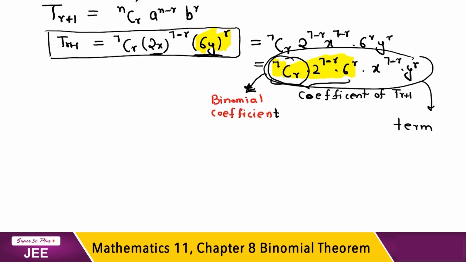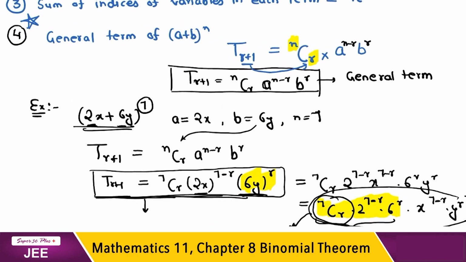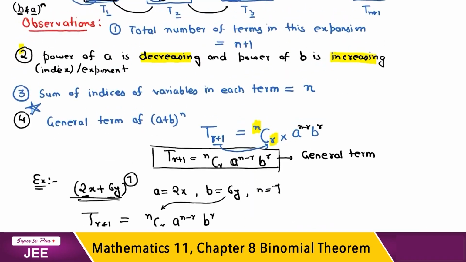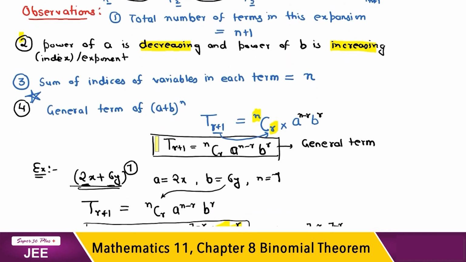So we were talking about the general term. So this is the general term. Now what is the advantage of general term? What is the advantage of studying or memorizing the general term? The advantage is we can obtain the entire series with the help of general term. How come? If I put r equals to 0 over here, let me show you. For this, the general term is this one. T r plus 1 is nCr, a raised to the power n minus r, b raised to the power r.